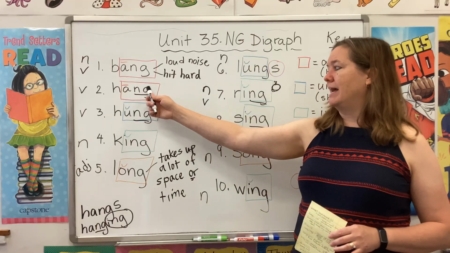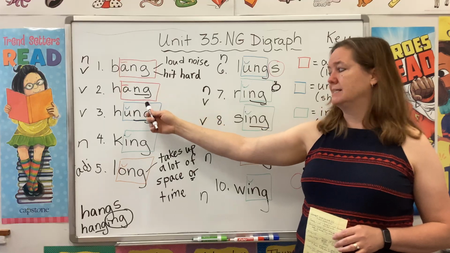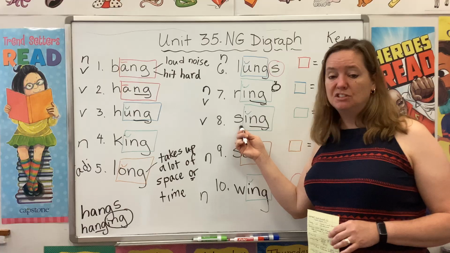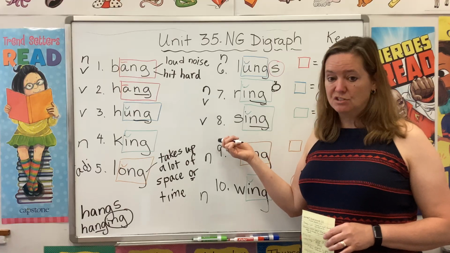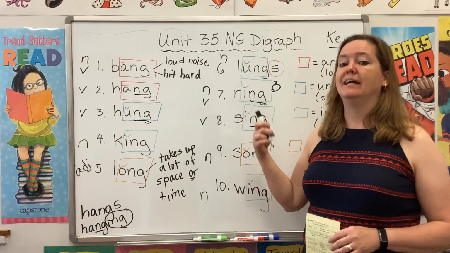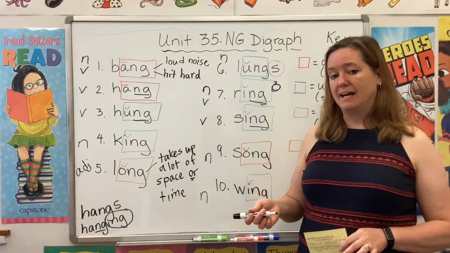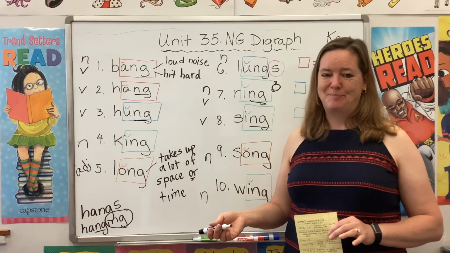So now I hang my coat. We wouldn't say I hanged my coat. We'd say I hung my coat. Now I sing a song. We wouldn't say yesterday I singed a song. We'd say yesterday I sang a song. Okay, so just watch out for that as well. We have lots of irregular verbs this week.